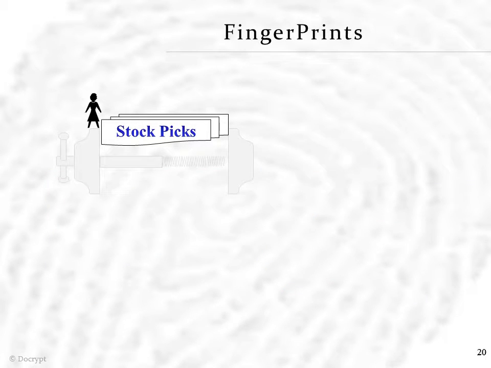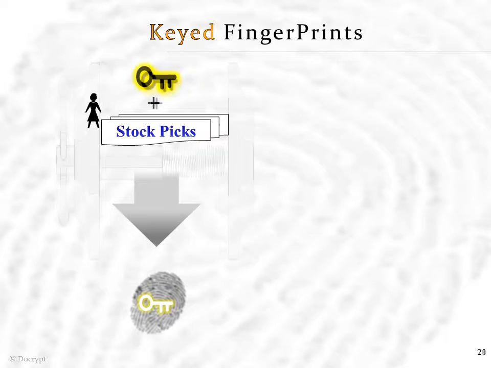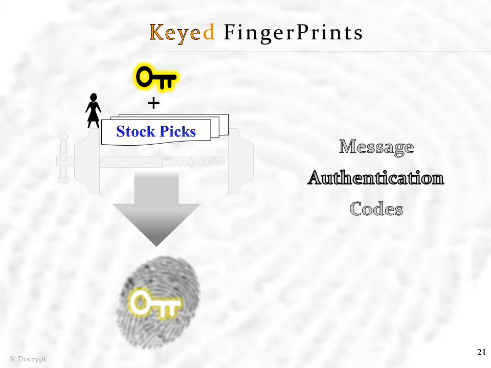Here's another way to stop Black Hat from successfully perpetrating his fraud. Alice takes the shared secret key and fingerprints that key with the stock picks. These kind of fingerprints are called message authentication codes, or MACs for short. Special attention to the word authentication. We'll come back to that real soon.